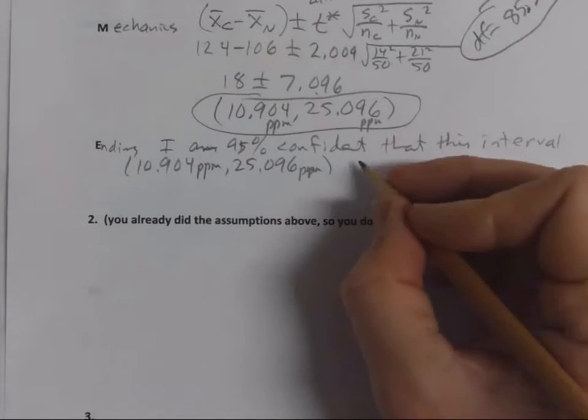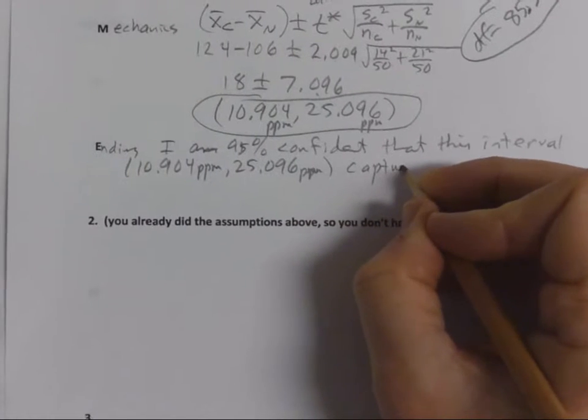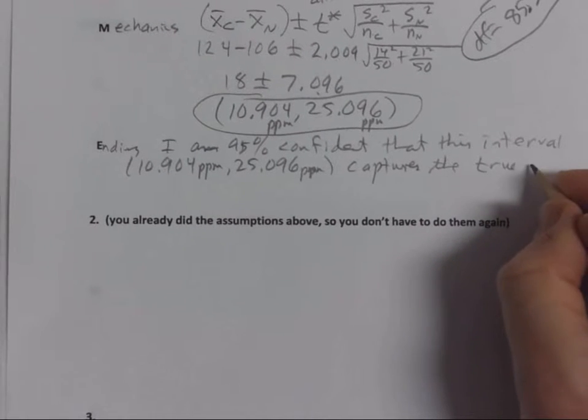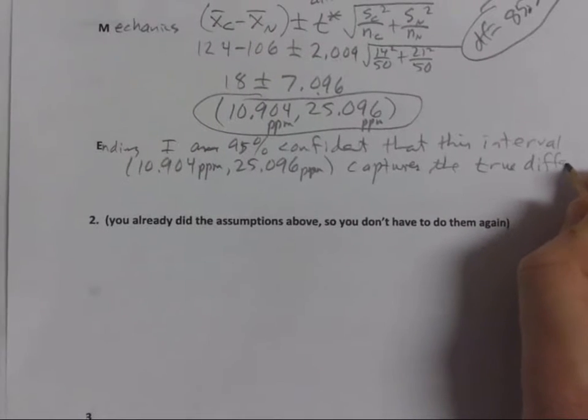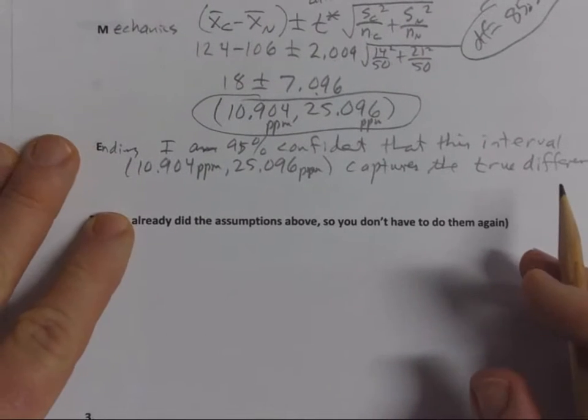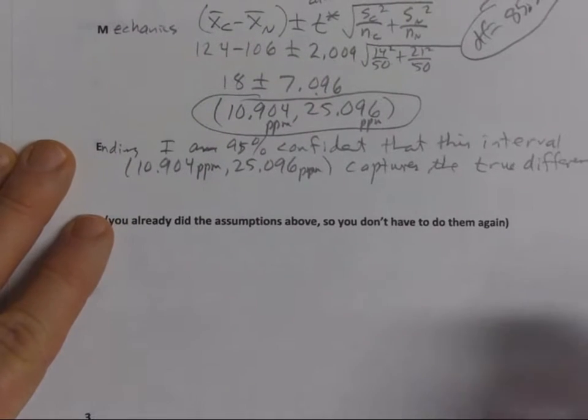Okay, that this interval captures the true difference of the population proportions. But I got to say what they are. The population mean, sorry.